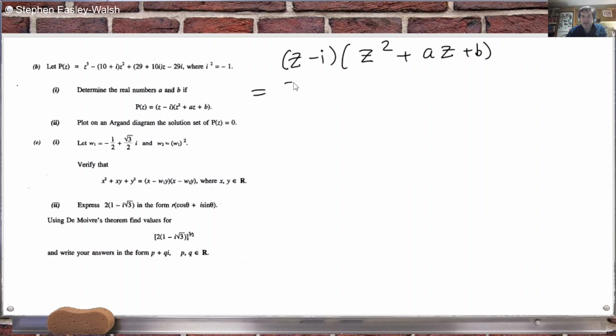z by z squared is z cubed. And then z by the az is az squared, so I have an az squared. And let's just continue until I get the other z squared. The next time z squared comes up is when I do the multiplication minus i times z squared. So in total, that will be my z squared piece. And then I'll have the z piece. And then at the very back, the very last term will be minus i times b.